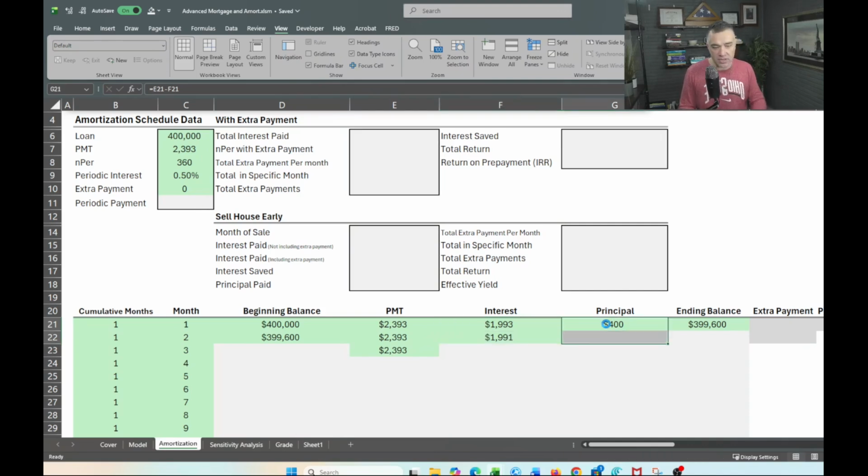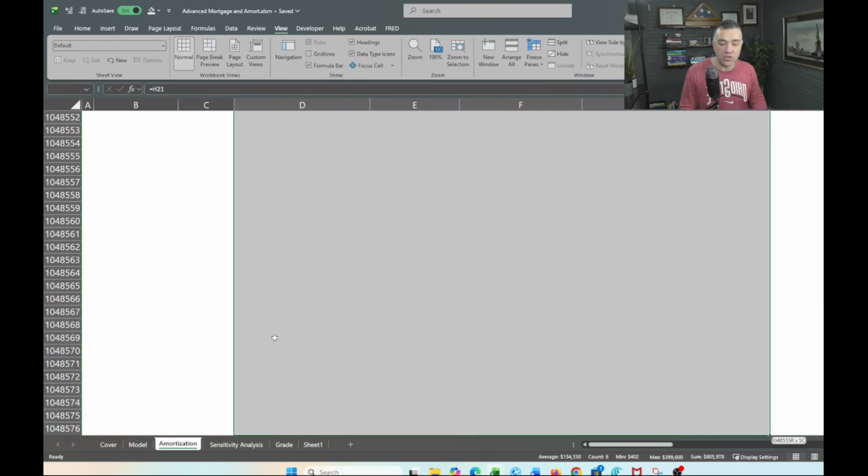Principal is going to be the same. I could drag that down. And then the ending balance equation is going to be the same. We could drag that down as well. So what we have here is pretty cool. I can hold down Shift Control and drag it all the way down. Well, I don't mean to go all the way down.